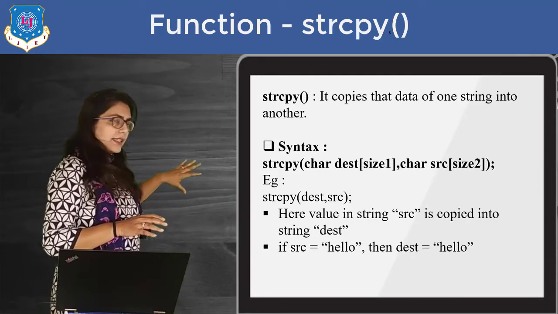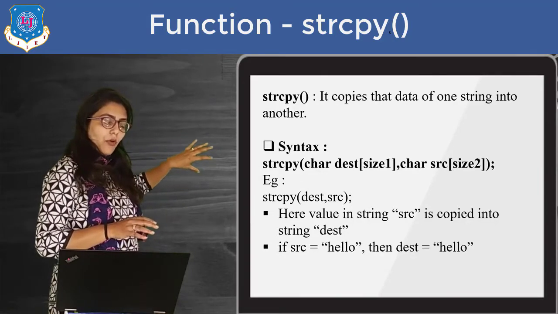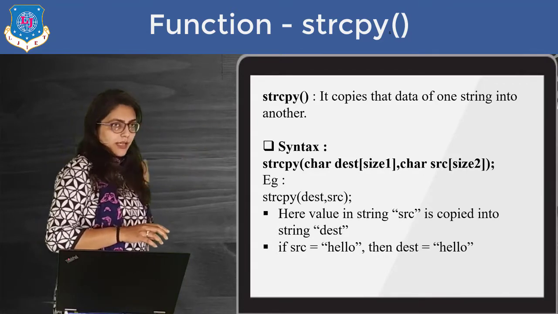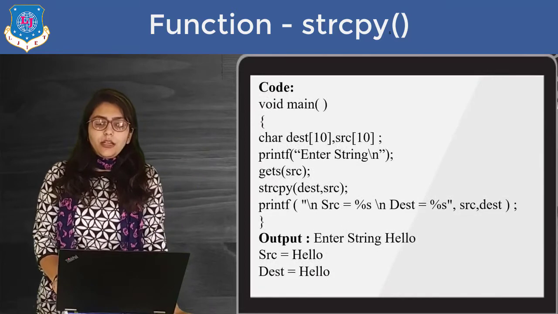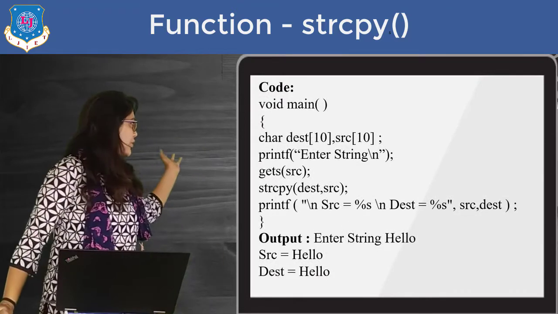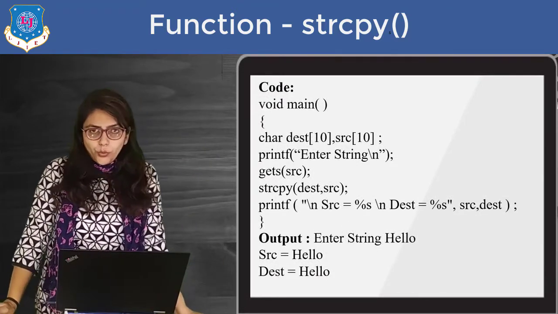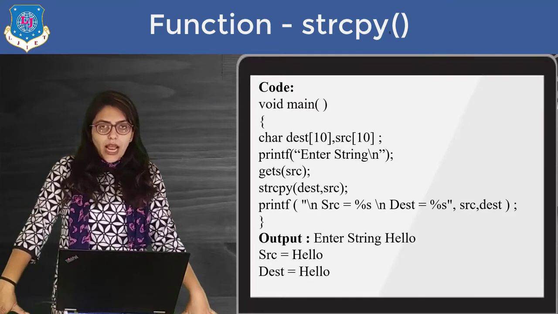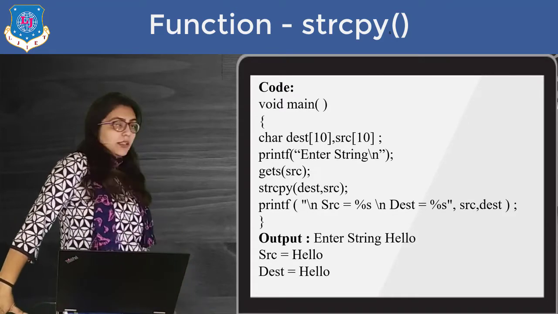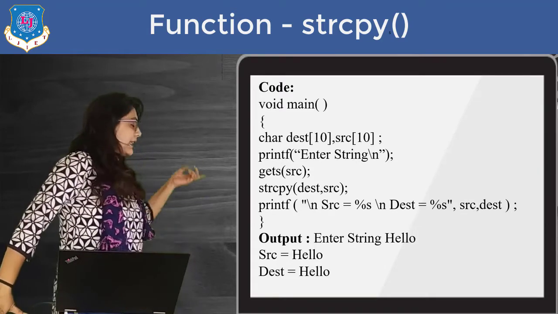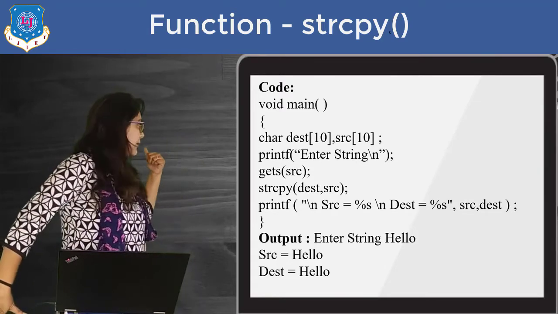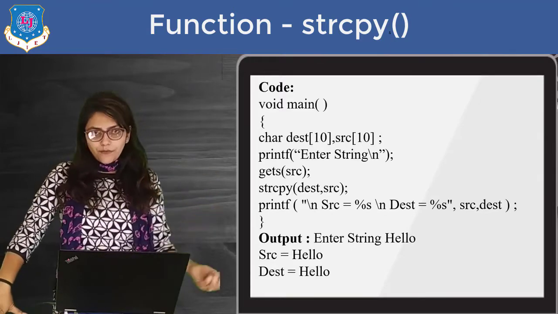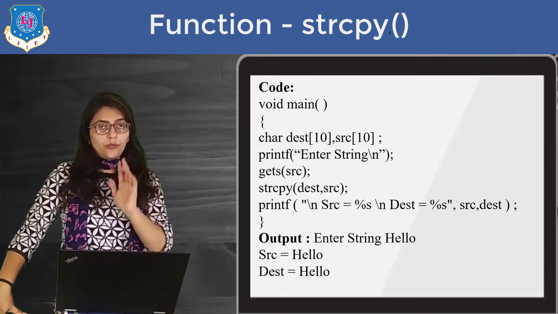So if you are writing something like this, then whatever value is inside the source string will be copied to the destination string. Here, if you want to see the code, this is the code we can use to copy one string to another. Here I have entered one string, hello, inside src, that is the source, and then I am going to copy that using the strcpy function to the destination. We are going to see this code, so don't worry.